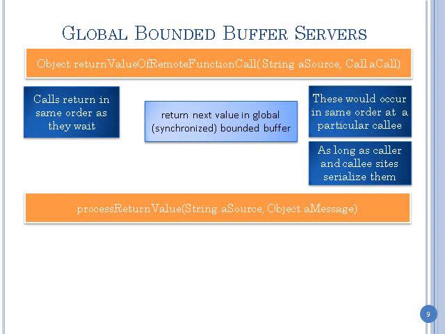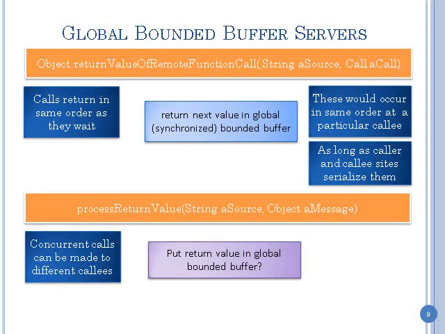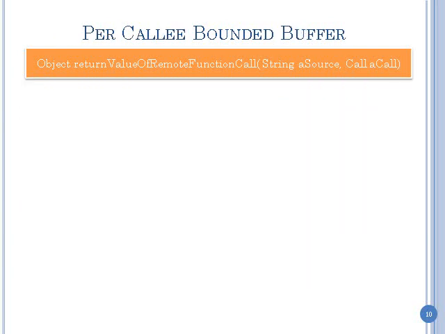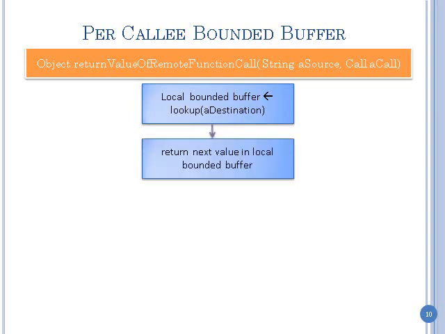And so can we have a global thing? Concurrent calls can be made to different callees. Okay. So we really need one bounded buffer queue per destination. That's okay, a per-callee bounded buffer. And when you're sending the call, you just look up the destination and go and wait on that buffer, right?